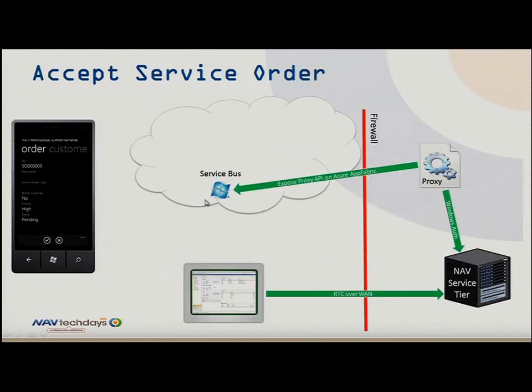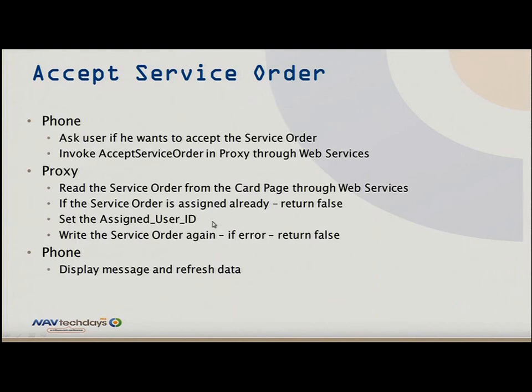That's what I did. So accepting a service order is a very simple thing that needs to happen on the phone. We click the button, and it just communicates with the proxy and calls accept service order, and that's written into the table, of course. The only caveat here is that we need to wait for the response, because somebody else could have accepted the service order as well, and we need to make sure that nobody else took that.